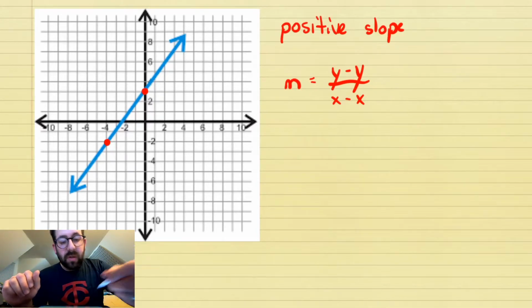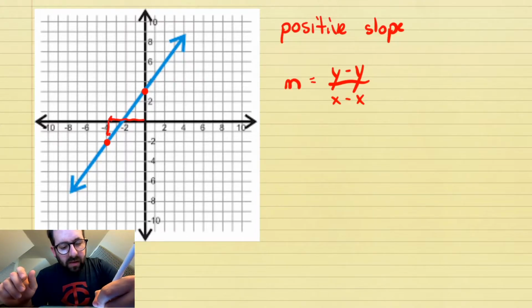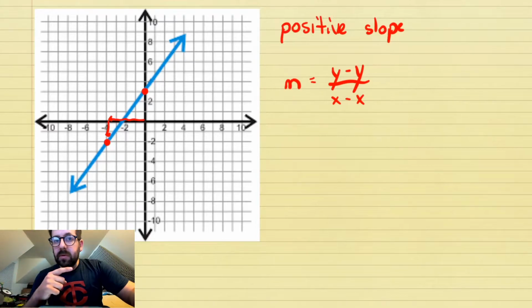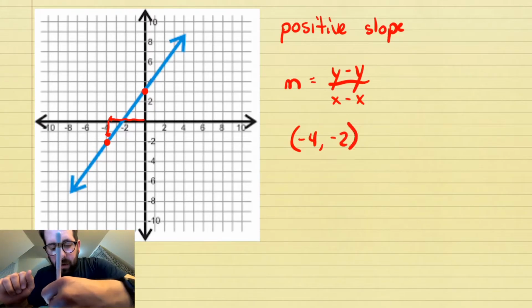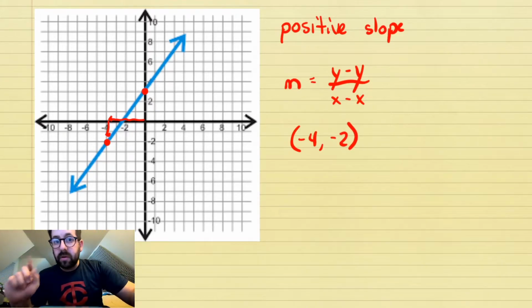So this first coordinate that I chose was -4. I went -4 to the left, and then -2 down, because again, the left and right number comes first, then the up and down number is second. So this is -4, -2. That's the first coordinate that I picked.